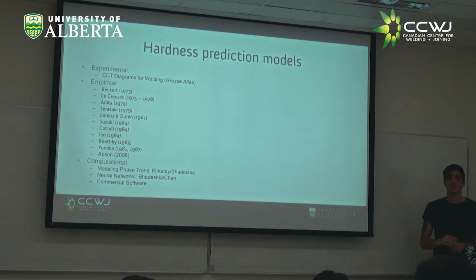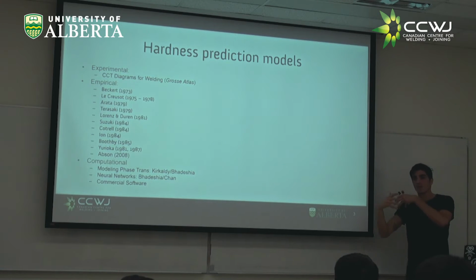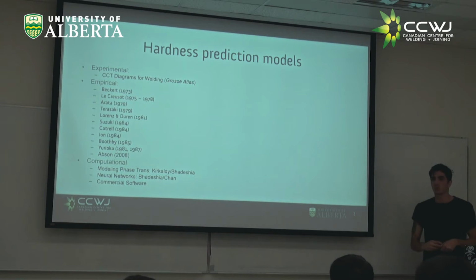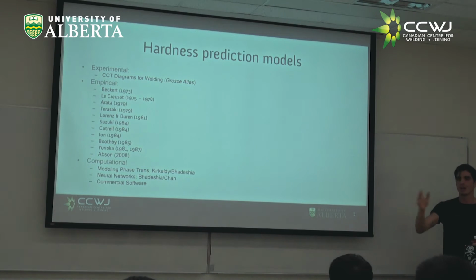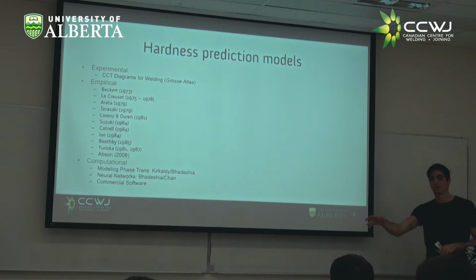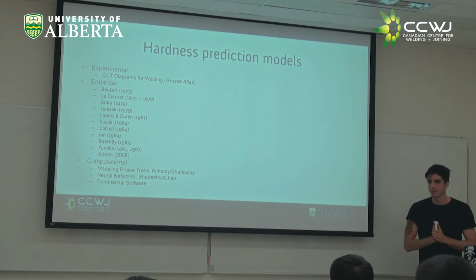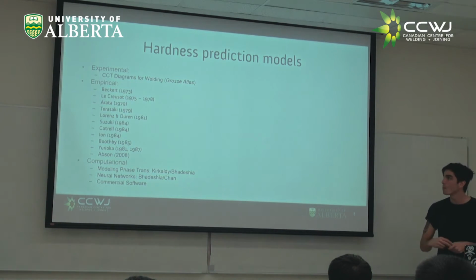Mendez showed you in the last slide, where you have two CCT diagrams overlapping and one is moved to the right, to lower times. That's what we're dealing with. It's not the same, and we have to be aware of that, because we cannot grab any CCT diagram and say, oh yeah, I'm going to predict your hardness. If you use the wrong diagram, you can have problems that you're not expecting.